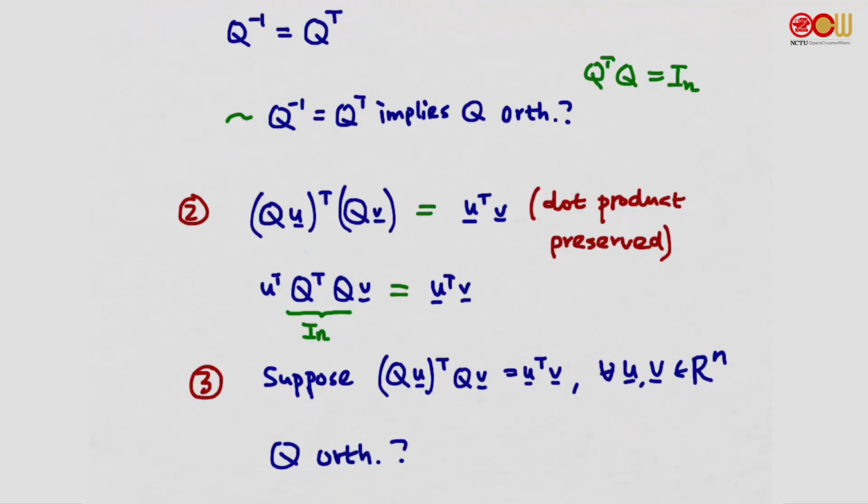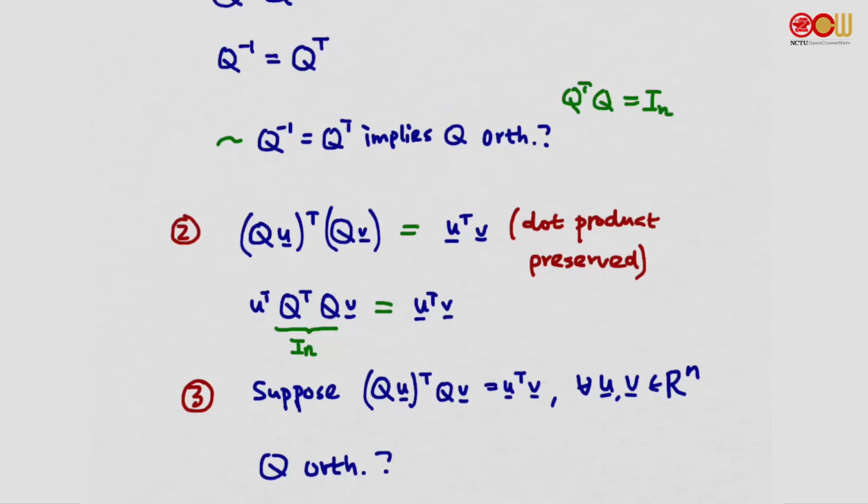In this property, we see that whenever Q is orthogonal, dot product is preserved. Now let's ask the converse. Suppose dot product is preserved. We are given a matrix Q, and this Q matrix preserves the dot product. (QU)^T (QV) is the same as U^T V, and this is true for all U, V vectors in R^n. Does this imply Q is orthogonal?